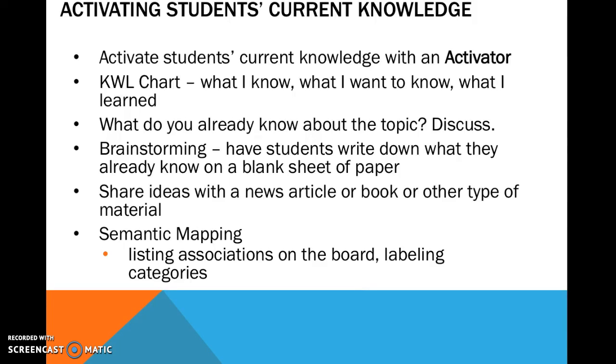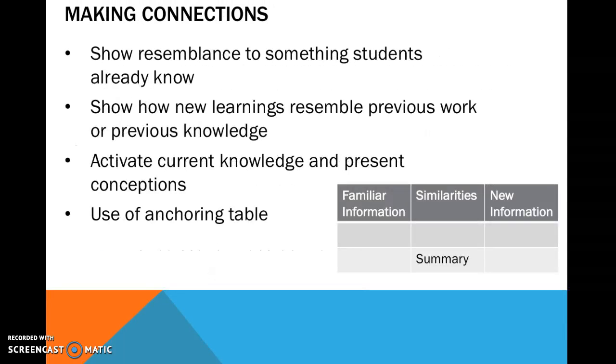You need to activate their current knowledge with an activator. This can be a KWL chart. That's the what I know, what I want to know, and what I learned. It can be a discussion. It can be brainstorming on blank sheets of paper with markers. It can be sharing ideas with news articles or books or laminated objects or other types of materials where students are picking them up and talking about it. Or you can do semantic mapping, which includes listing associations on the board and labeling categories. So you could say you have theme on one side, plot on the other, and students are putting sticky notes up from the Catcher in the Rye.